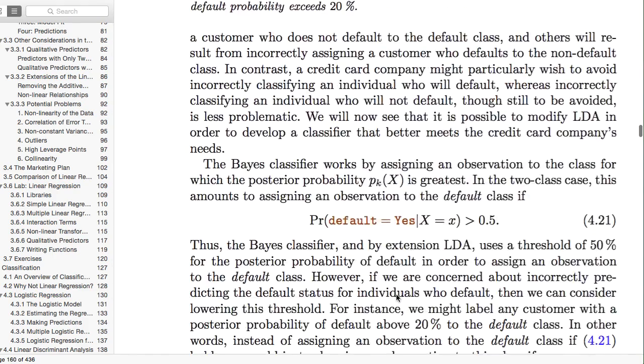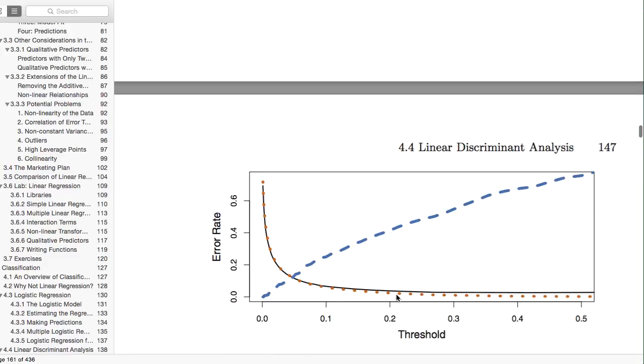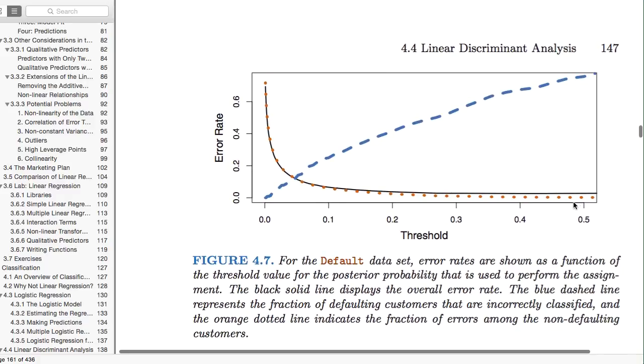Let's take a look at a picture. This is really important, and I'll come back to it in a minute, but I want to first take a look at this picture. So here's a picture of our threshold. Our threshold was 0.5. If they were over 0.5, we classified them as defaulters. So the overall error rate is this.